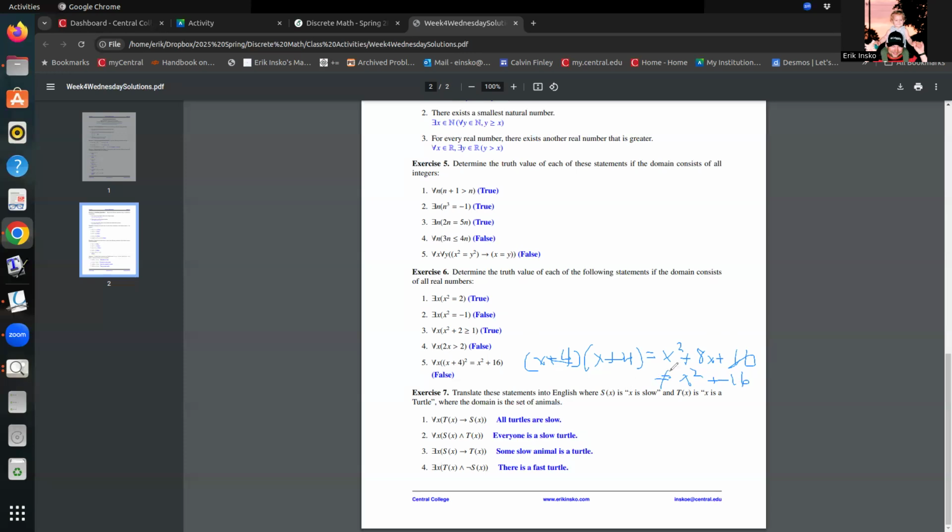I need 8x to be 0. And so that would force x squared to be 0. That would force x to be 0. So that's false because there exist integers x for which this isn't true. In fact, it's false unless x equals 0, right? So whenever x is not 0, this is false.